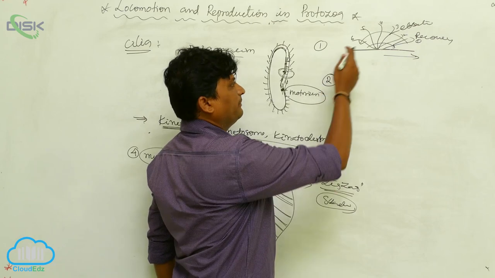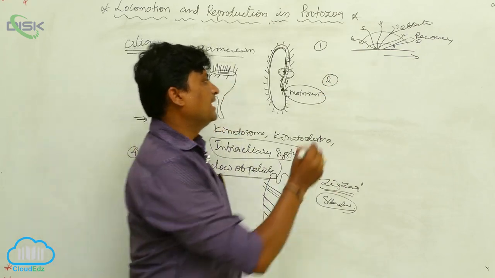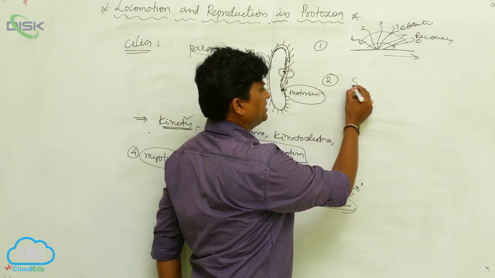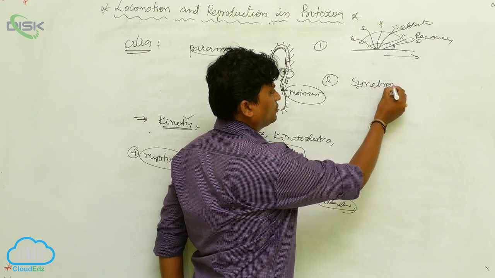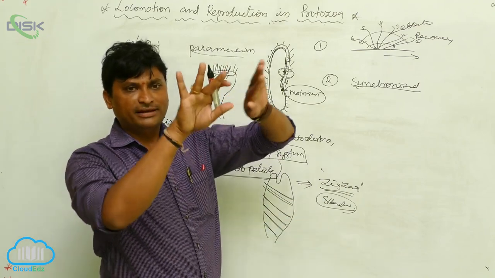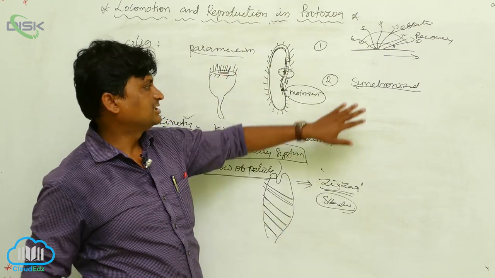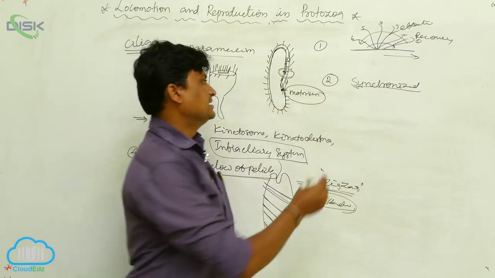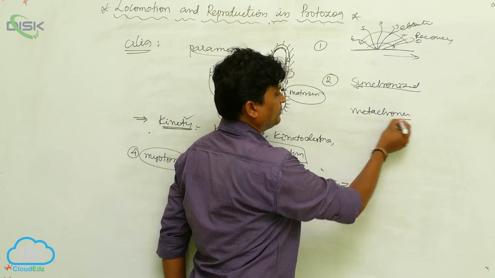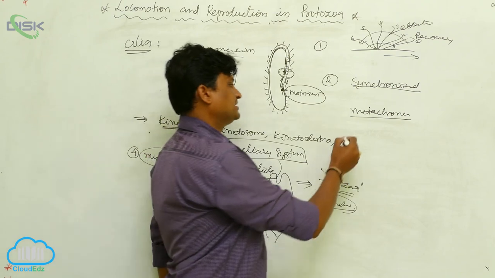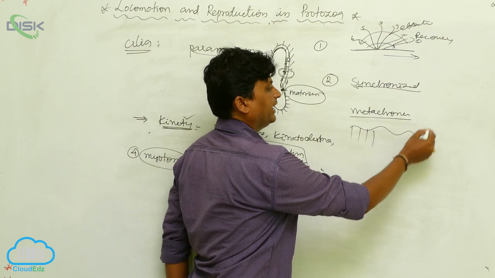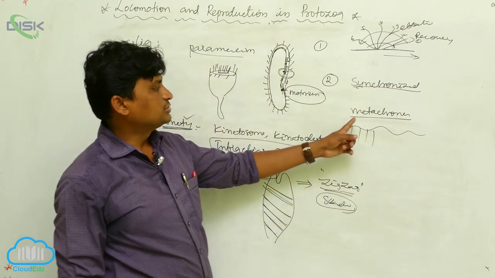Basically, the cilia show movement in two ways. One is synchronized movement, which means all cilia perform the movement at a time. We call this synchronized movement. The second one is metachronous movement. Metachronous movement means alternate beating, one cilium after another, showing a wave-like movement. That is metachronous movement.